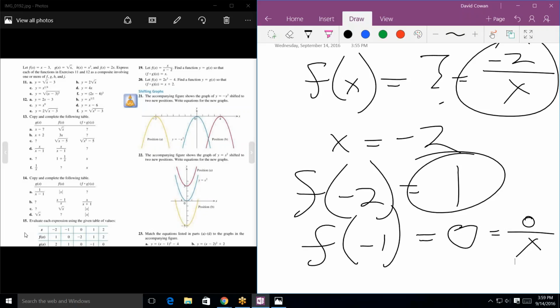However, it says f open parenthesis, g open parenthesis, -1, 2 closing parentheses. Okay. We can do it another time because we're out of time tonight.